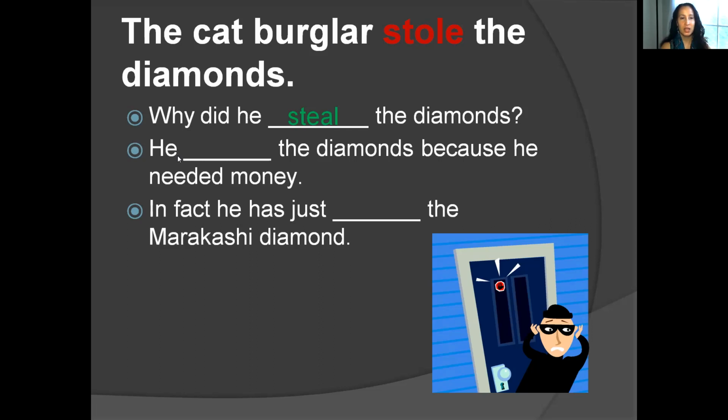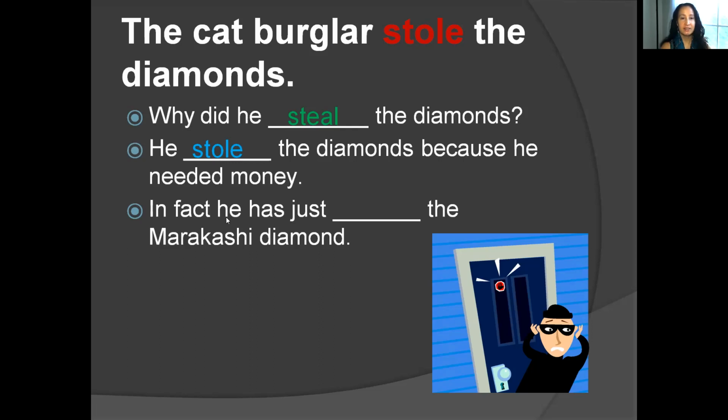Let's do this one. He blanked the diamonds because he needed money. What would the irregular verb be? He stole the diamonds because he needed money. Now, remember, verb tenses must agree. Needed is the past tense, but this is a regular verb, has the ed at the end. So that's how you knew.